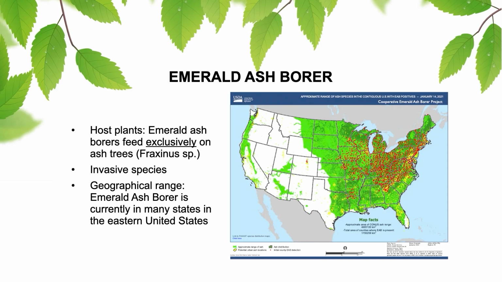The geographical range for the emerald ash borer is predominantly in the eastern and midwestern United States, and it has recently been positively identified in Oregon. The red dots on this map from January 2021 indicate counties where emerald ash borer has been detected. The yellow areas are potential urban ash tree locations. The green areas are the approximate range of ash trees. As you can see, there is a potential for this pest to spread to other areas of the country, including the Southwest.